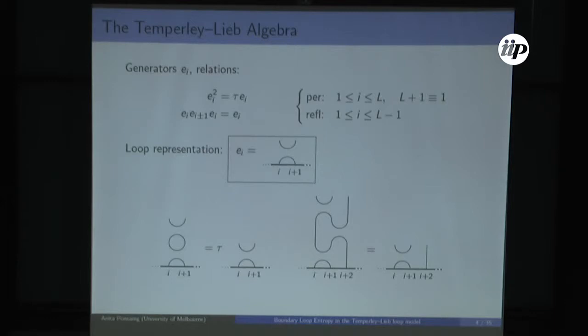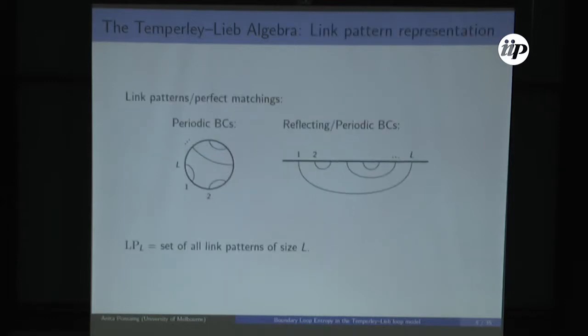Okay, back to the link patterns. The Temperley-Lieb algebra acts on these link patterns, which are the things that I mentioned before. A link pattern is a perfect matching of L sites. That means that each site has to be connected to one other site without any crossings. In the case that L is odd, there will be a single site that is unpaired.